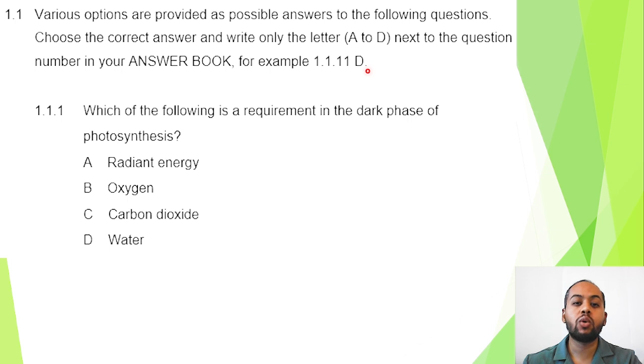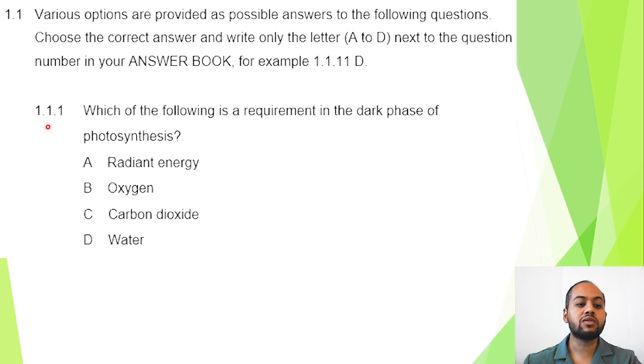Do not have more than one correct letter. So for example, don't write D/A. The examiner will not be able to mark something like that. So next to the question number, you are only placing one correct letter. It's either option A, B, C, or D.